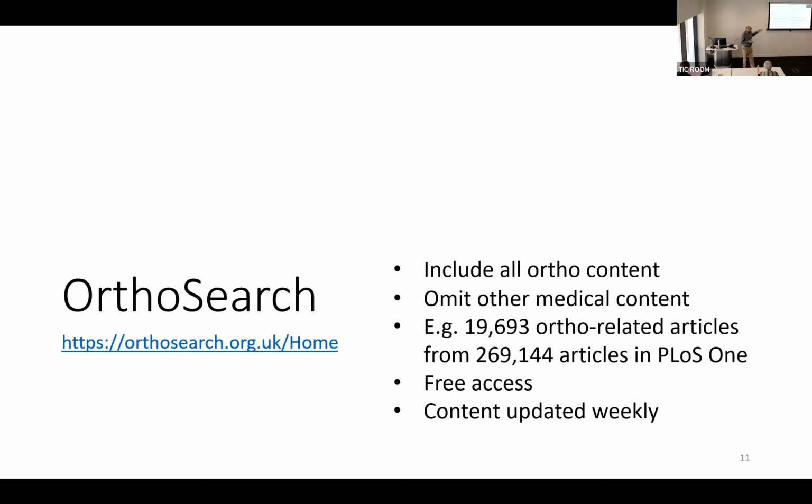And to give you an example, when the site was built there were something like 270,000 articles in PLOS One, and 19,693 were related to orthopedics. To try and classify those by hand would be impossible. So this is something that becomes possible when you can do it by machines using ML techniques. They also wanted to provide free access, and of course, it being medical, it has to be updated on a regular basis so that it's current.